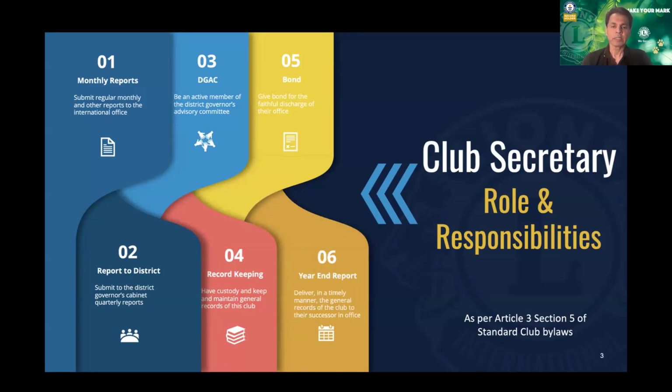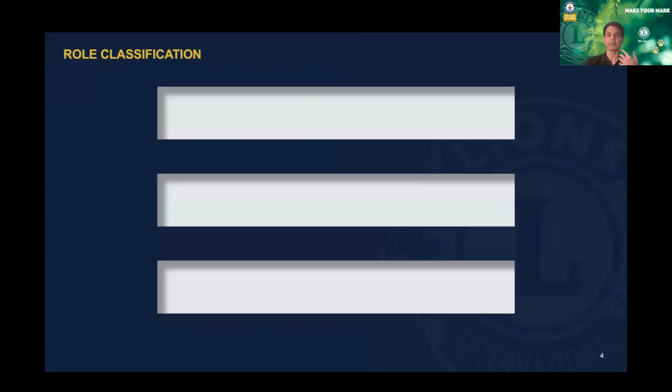And last but not least, the year-end report. Once you perform your duties throughout the year, prepare an annual report and pass everything on to your successor. That is the role and responsibilities that the standard club bylaws explain. Having said that, this is a little bit confusing.